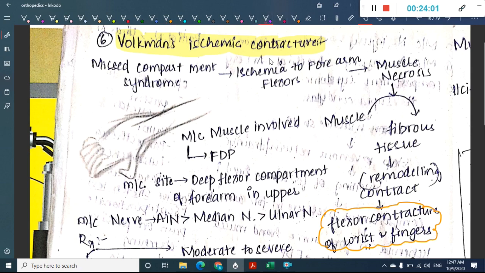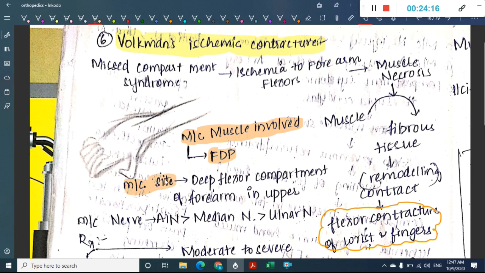That is one thing which is important. Now, what is the most common muscle involved in Volkmann's ischemic contracture? Most common muscle involved is flexor digitorum profundus.